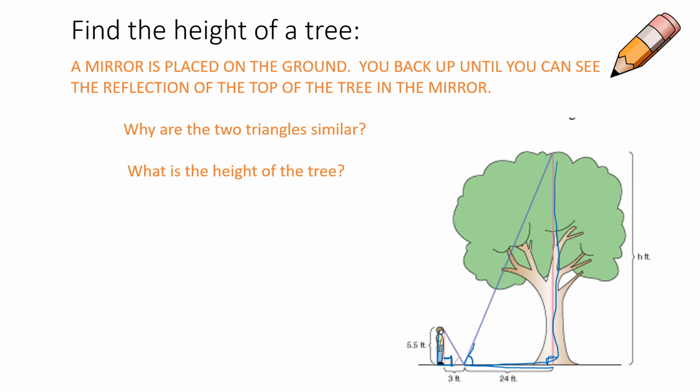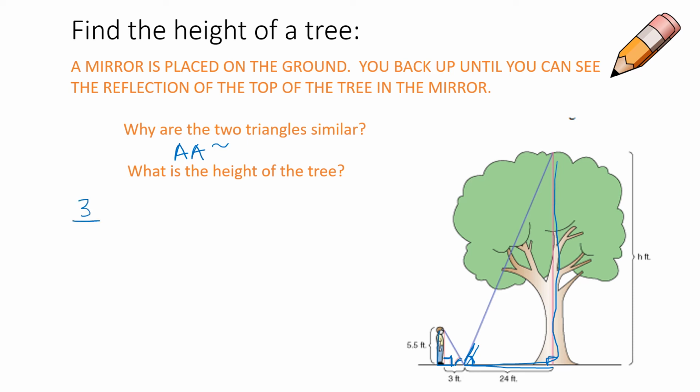So these two triangles are similar using AA similarity, because the angle you're looking down is the same as the angle that's reflecting up over here. So these two angles have to be congruent. So now we can use our AA similarity. Since we know that the triangles are similar, we can set up a scale factor.